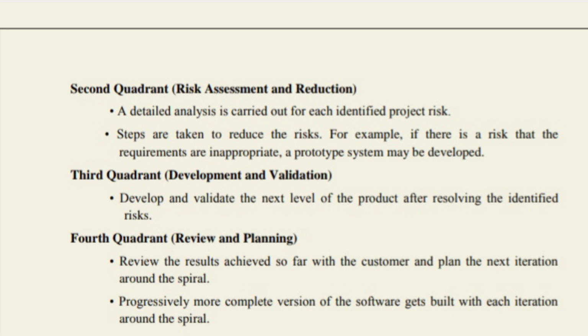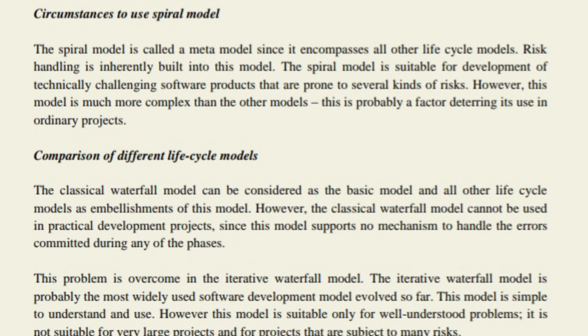Fourth quadrant, review and planning. Review the results achieved so far with the customer and plan the next iteration around the spiral. A progressively more complete version of the software gets built with each iteration around the spiral.